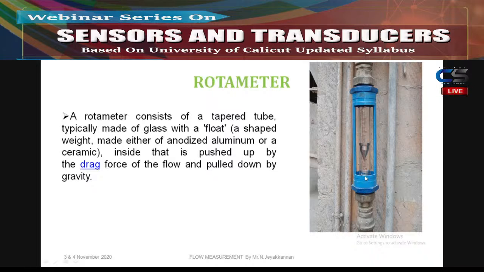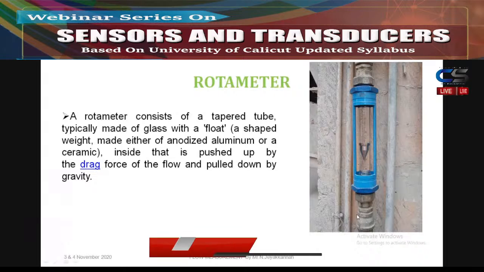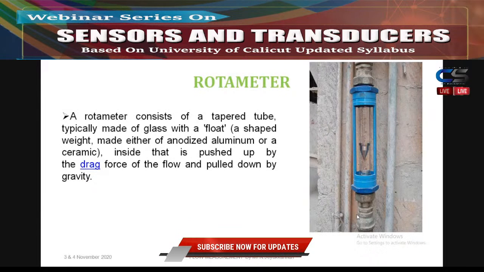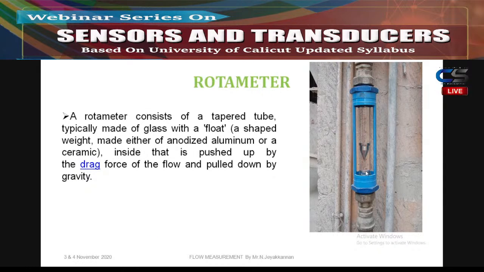If any flow is coming from top to bottom, this float will go from bottom to top based on the flow. When the flow is very high, say in the bottom pipe, the velocity will be very high, so it will lift the float from the bottom to the top position, and in between we have a scale. On the scale we can measure the float position, and when measuring, the top edge of the float should be measured. We should not measure the bottom edge. We should use the top edge for measuring.